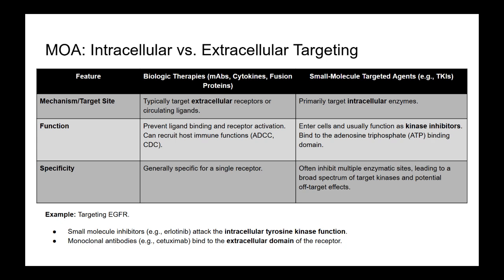A common outcome of this mechanism is that most approved kinase inhibitors target multiple enzymatic sites. This broad spectrum of activity can lead to unintended effects or toxicities. For instance, targeting the vascular endothelial growth factor family is often associated with adverse effects such as high blood pressure, delayed wound healing, and protein in the urine.